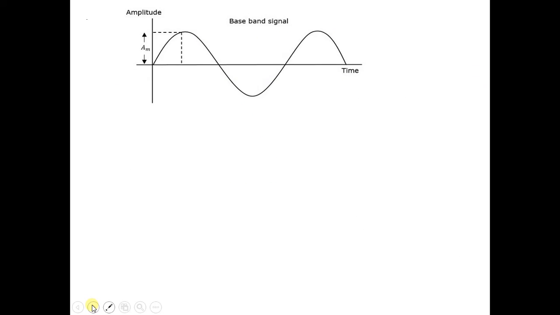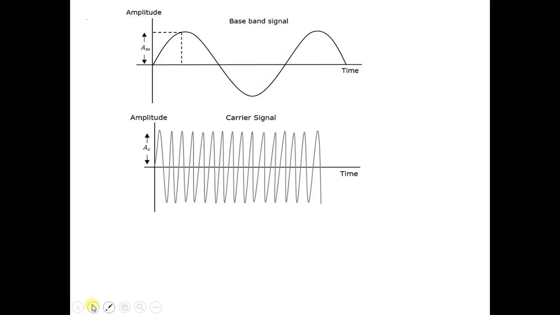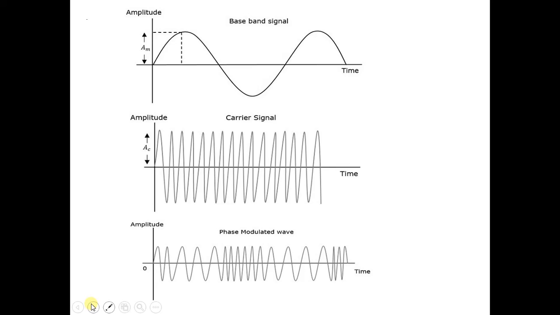Now we will understand the waveform. This is a baseband signal which has a specific amplitude Am, it may be Em or Vm, with respect to time t. We have a second and most important signal, the carrier, represented by Ac, Vc or Ec, which varies with respect to time t. After the phase modulator performs the operation on these two signals, we get a phase modulated waveform here.